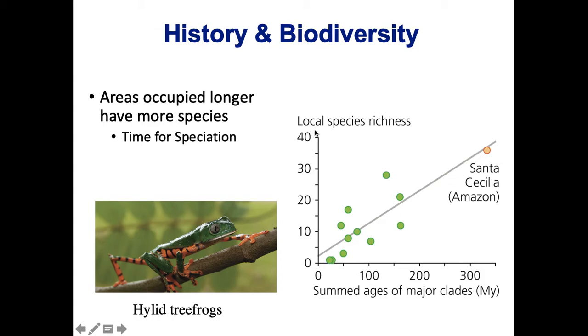And then species richness. I want you to think back. What is species richness? Hopefully you remembered that it's the number of species. If you counted up all the species, that's what species richness is. So you get more species when an area has been around longer, so more evolutionary history. And you can see this relationship here.